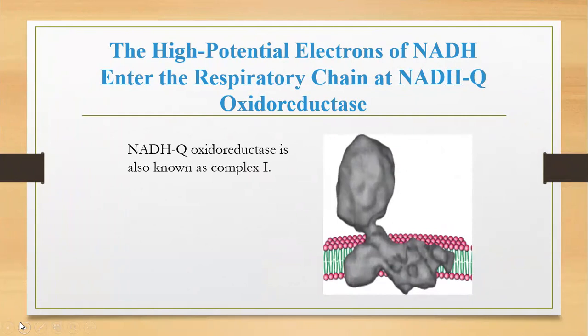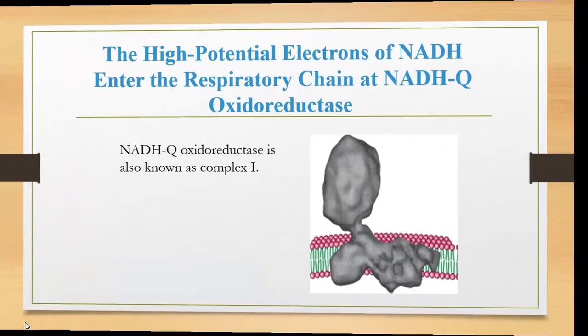Tandaan niyo pa yung Krebs cycle, nag-produce ng NADH. So papasok sa ETS, tapos there's the enzyme, no? Nandito naka-embed dun sa inner membrane. Remember the inner membrane of the mitochondria? So this is also known as complex 1 or NADH-Q oxidoreductase. Question?